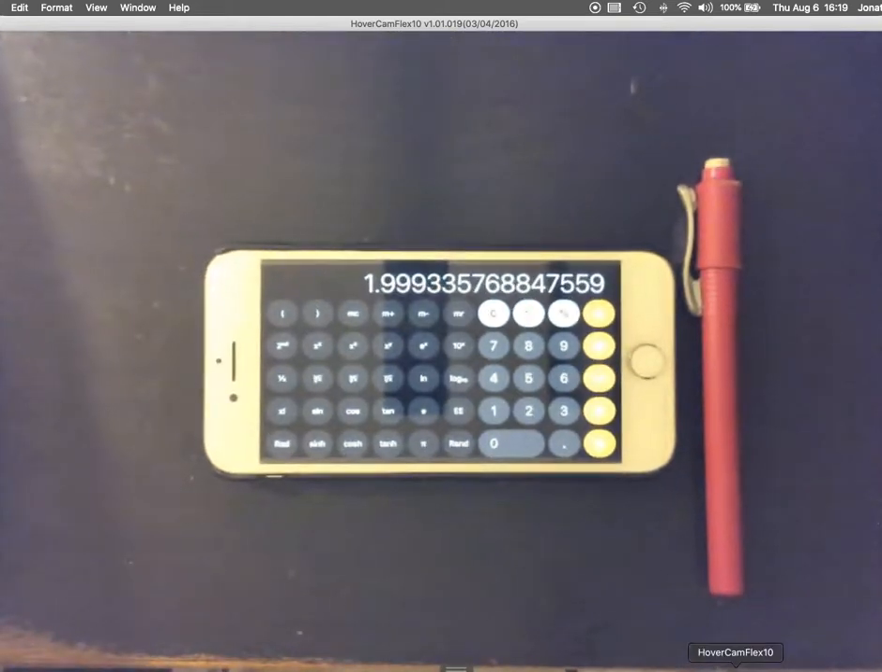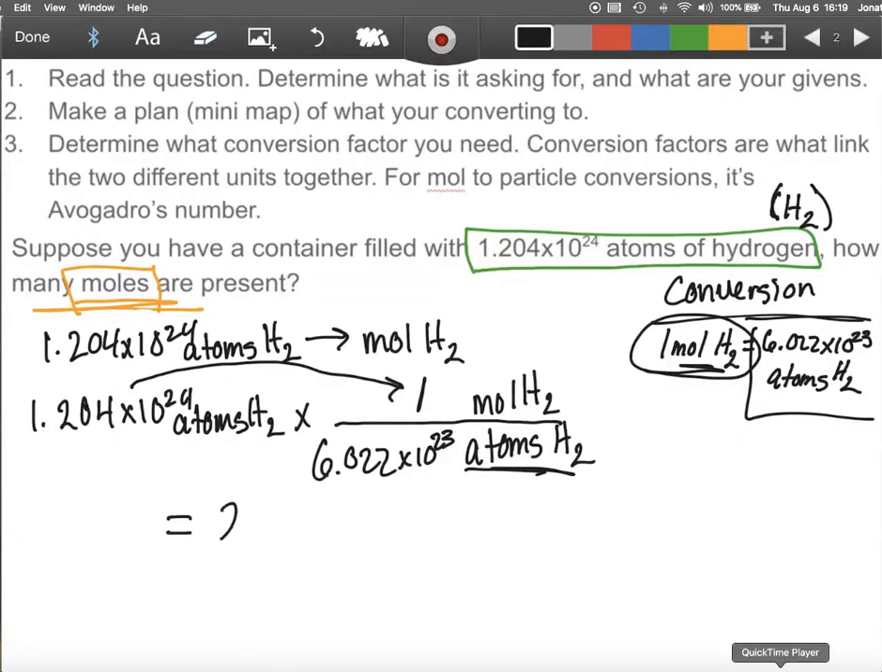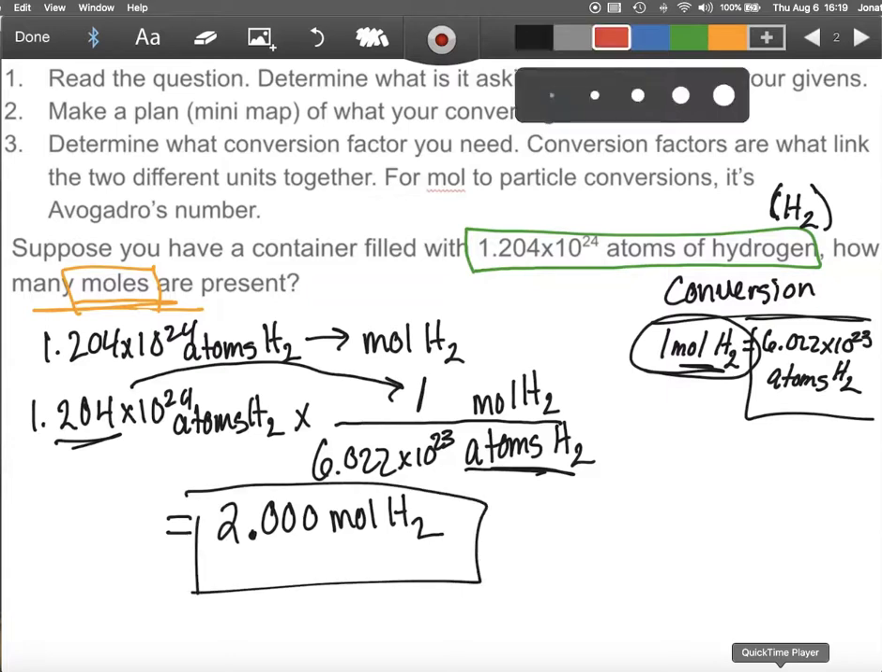So we'll come down here and put 2.00 because we have 3 sig figs here. I hope you guys watched the video on sig figs. You did, right? As the summer assignment. Moles of H2. Sig figs just tell you how to round. And then that's your final answer. And then of course, don't forget to show your cross cancel though.